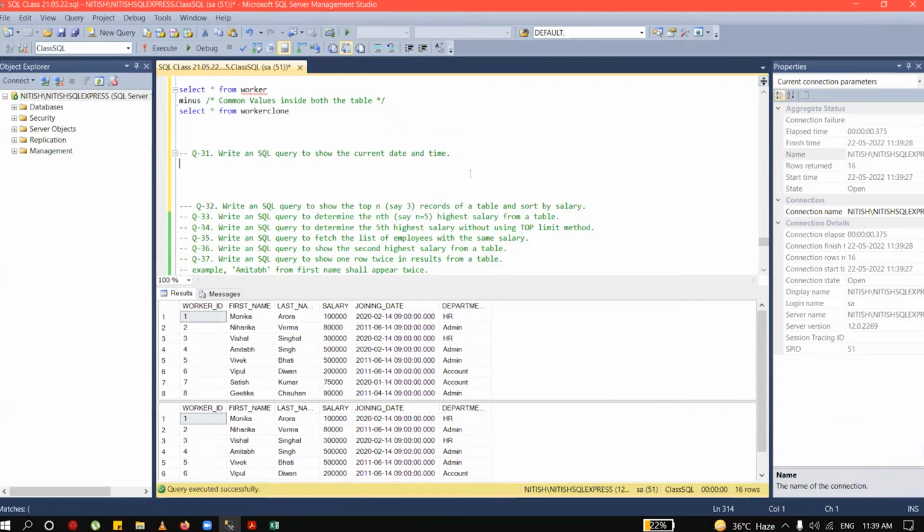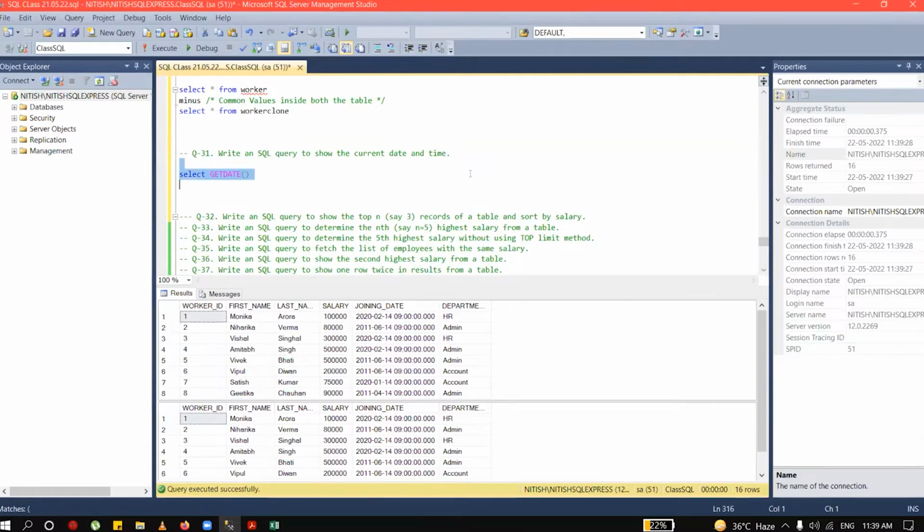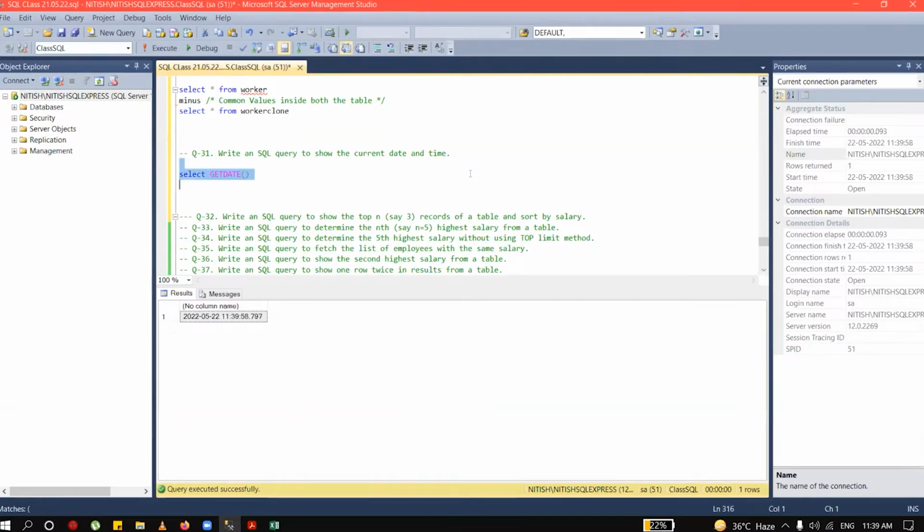Write an SQL query to show the current date and time. You can do the current date and time very easily in SQL. Here we make use of the GETDATE function. Select getdate, and this is going to tell me the current date and time, which is today's 22nd May and 11:39 a.m. is the time.